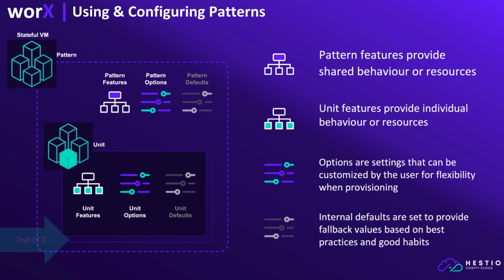Note that if one of your resources should not use a shared resource, then the items specific to that resource can be defined in a unit section. For example, if one of your EC2 instances needs a different KMS key, then this can be defined in the unit section for that instance.